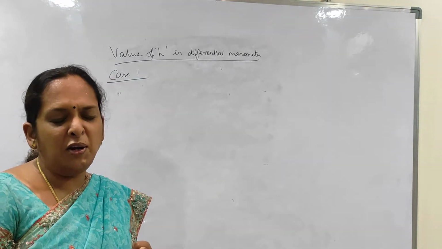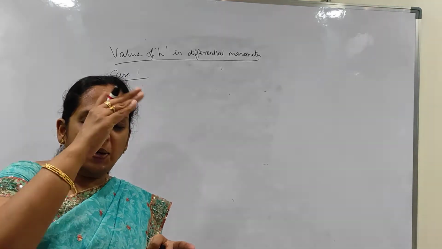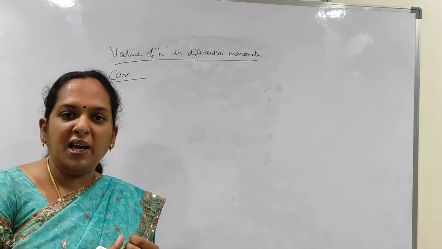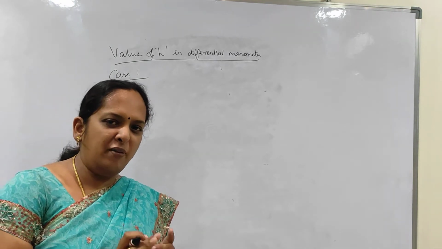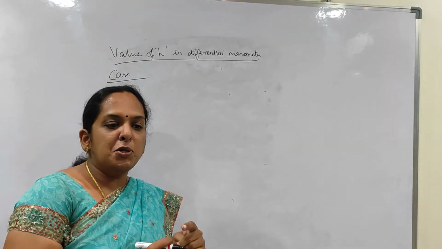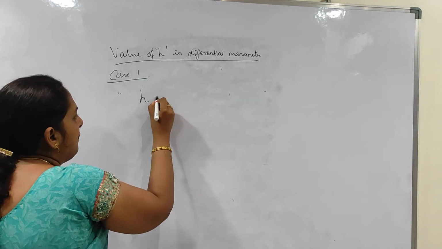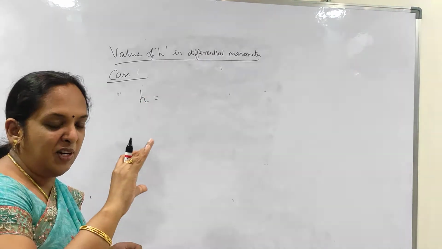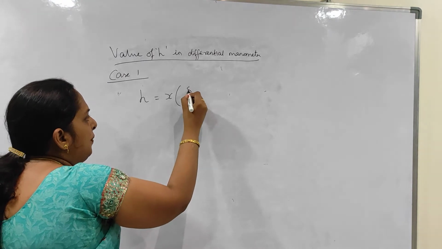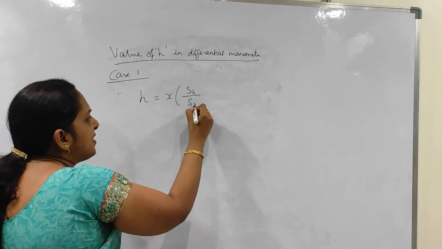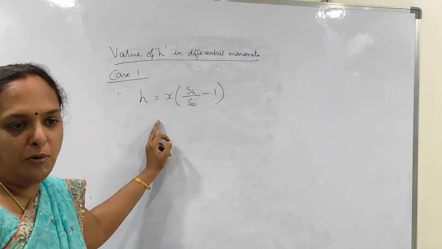Suppose the pipe is flowing with water, then the differential manometer will have mercury. Normally the heavier liquid we usually have will always be mercury only. In that case, we have to find out what H is. H is your head in the differential manometer. So H is equal to x into (S_h by S_0 minus 1). This is the equation to find out H.